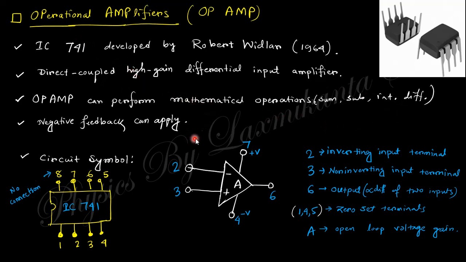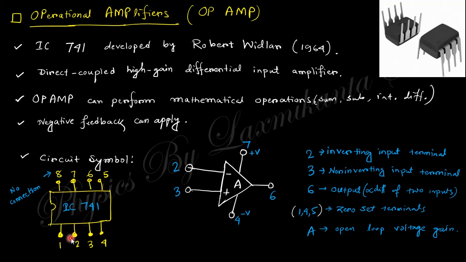This type of operation can be obtained using the op-amp, that is, the operational amplifier. That's why this is called operational. Why amplifier? The input is enhanced in the output, that's why it is called an amplifier. So operational and amplifier are taken together as op-amp. Okay, and this is a direct current, high gain, differential input device, and you can see there are 8 terminals.